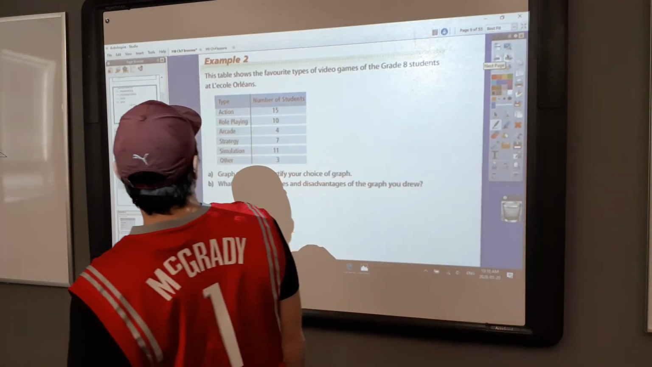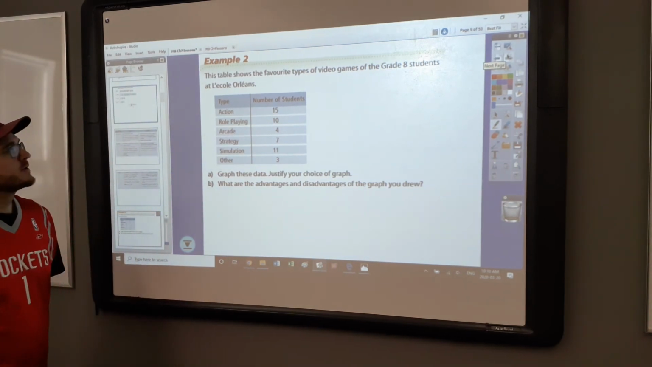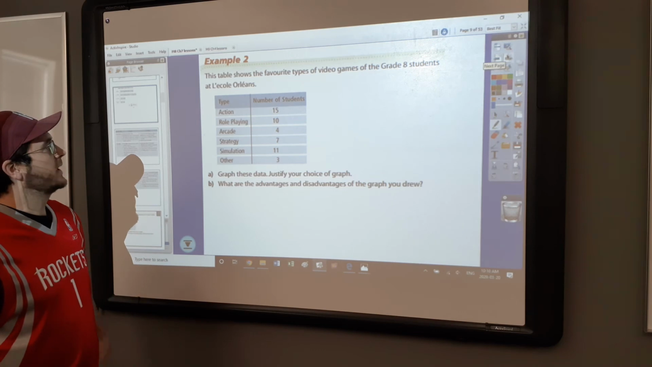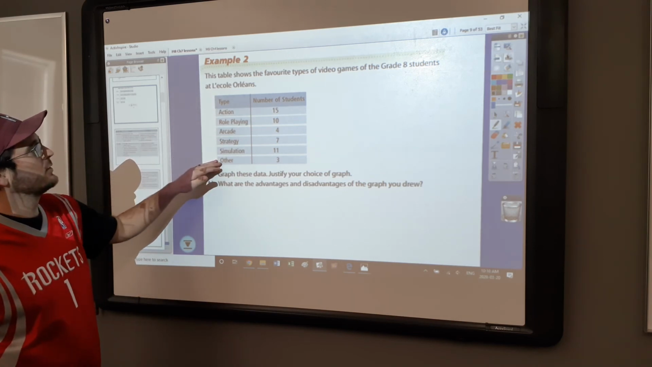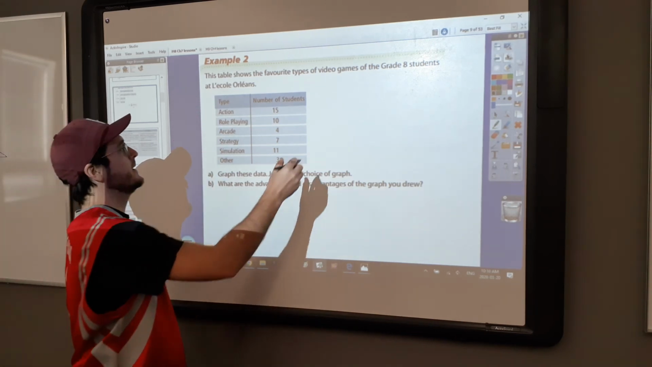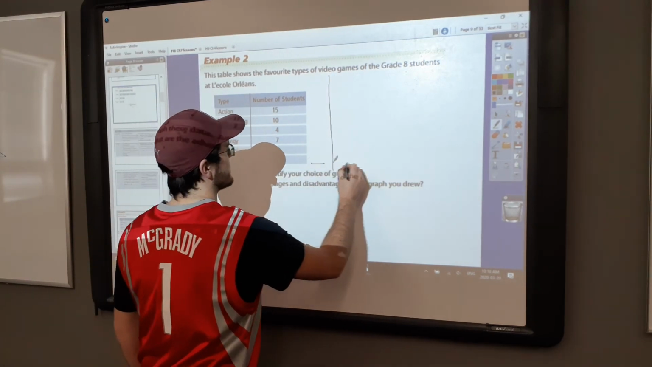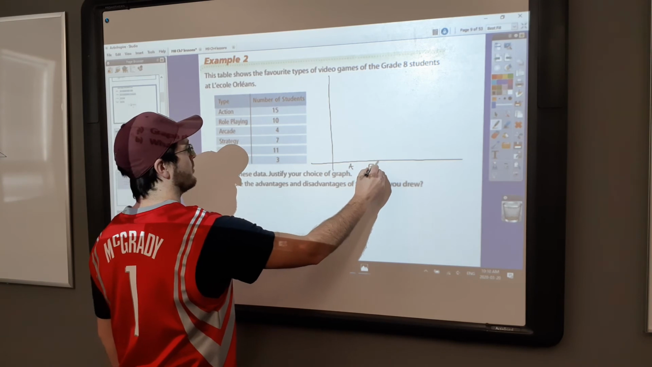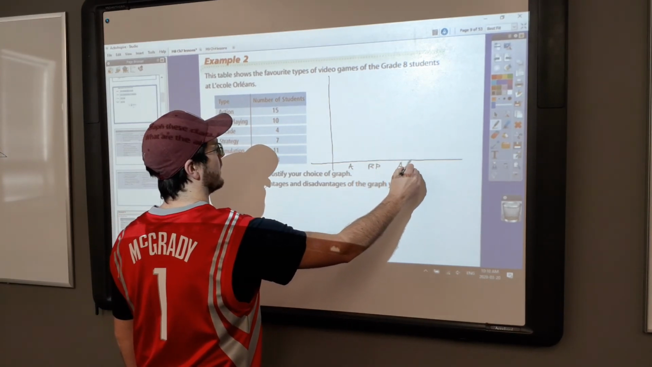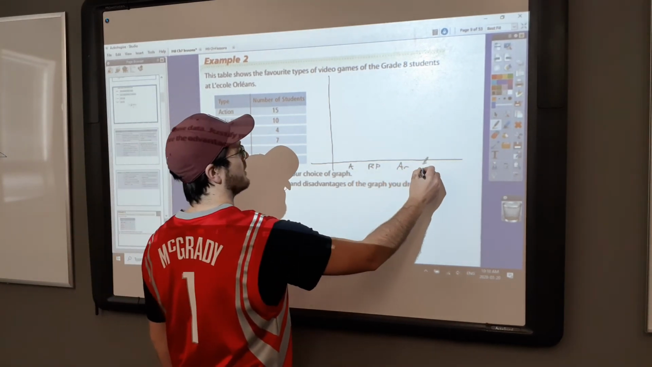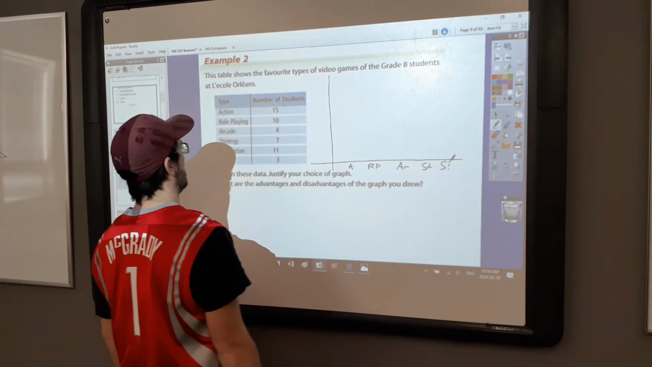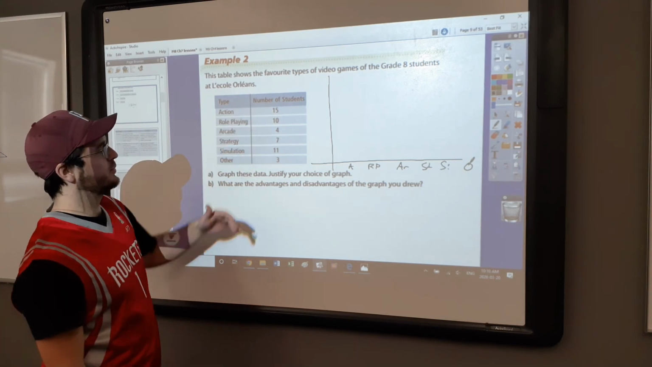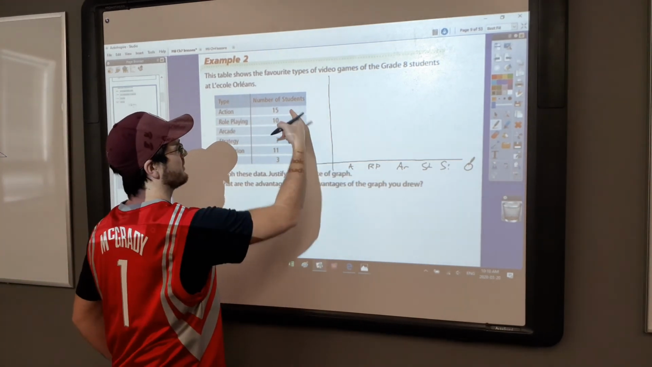Example 2, I'm just going to mostly walk through it again. So here's another survey of grade 8 students, and here's the type of video games they like playing, so action, role play. For me, if I'm given this information, I think a bar graph is probably the best. Action, role playing, arcade, strategy, simulation, and other. Picking a scale just to put on the other side goes up to 15.